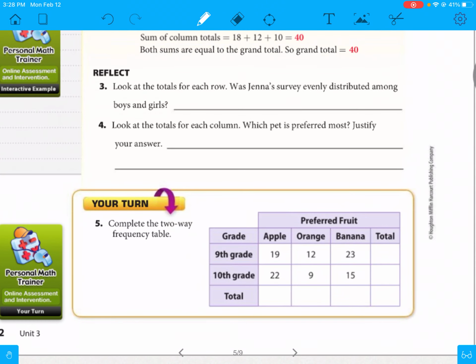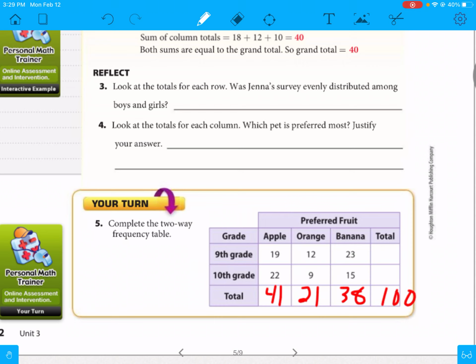So if you look at the table here, complete the two-way frequency table. This is where you can pause the video and complete it. But we have 19 plus 22 is 41. 12 plus 9 is 21. 23 plus 18 is 38. Now when we add those going across, you're going to get your grand total. So 41 plus 21 is 62, plus 38 is 100.